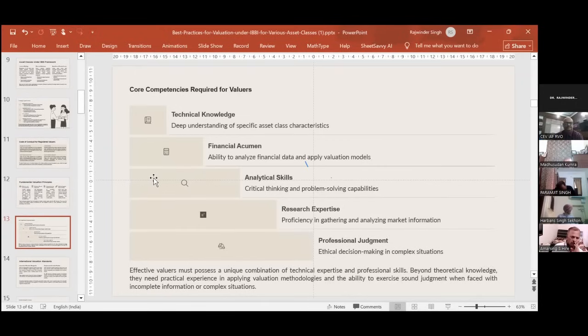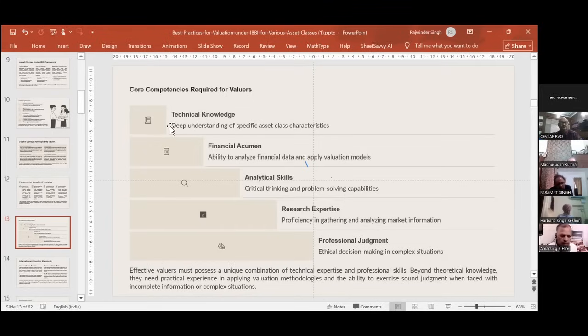So, as a valuer, what are the minimum competencies you must have? What are the core competencies which are required for the valuer? First thing is technical knowledge. You must have deep understanding of the specific asset class characteristics of which you are registered and you are doing valuation. And then you must have the ability to analyze financial data and apply valuation models. Means you must have financial acumen.